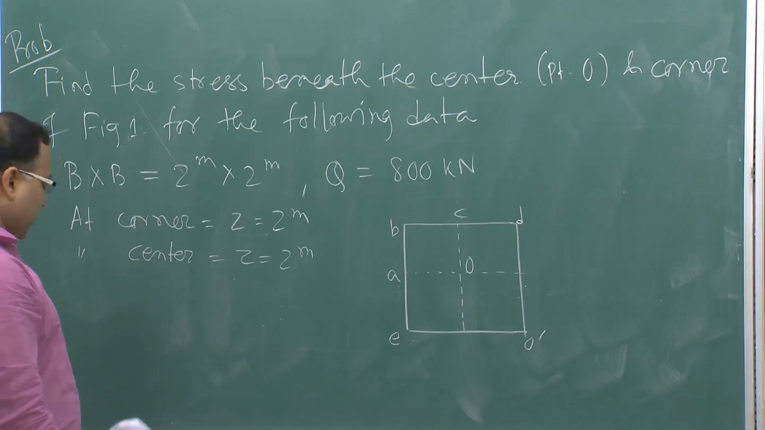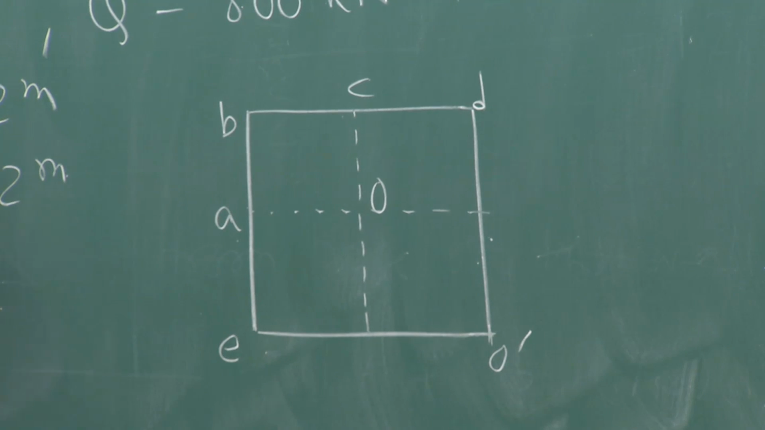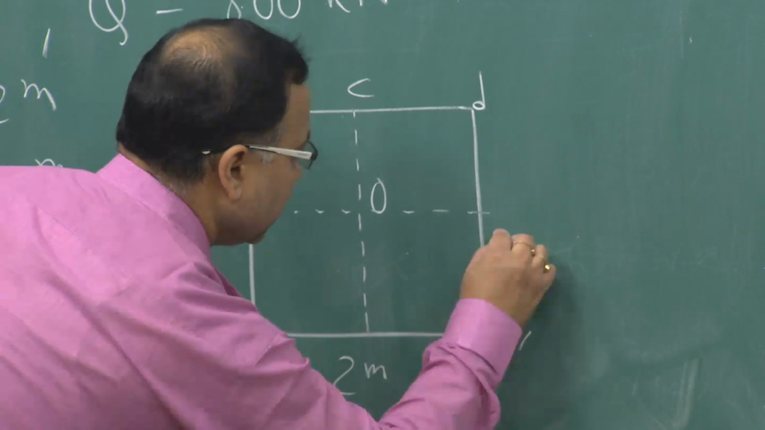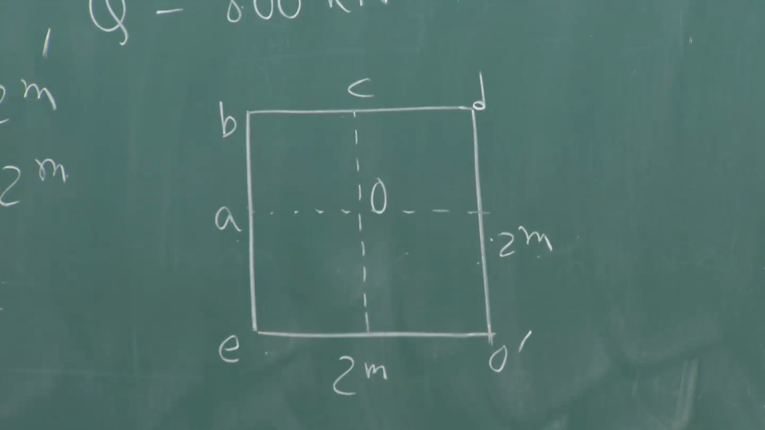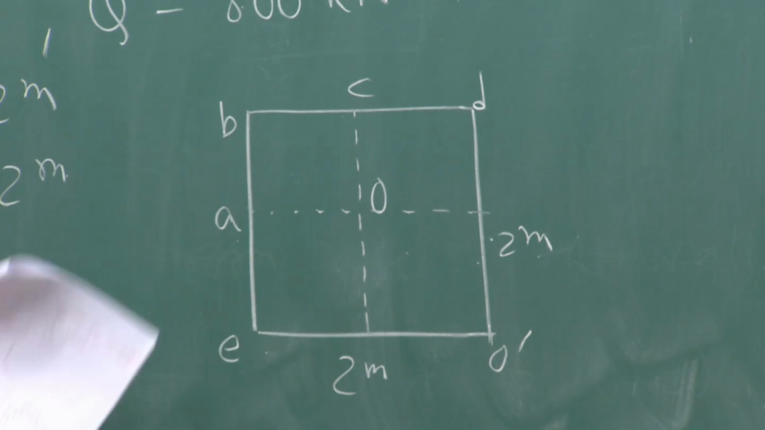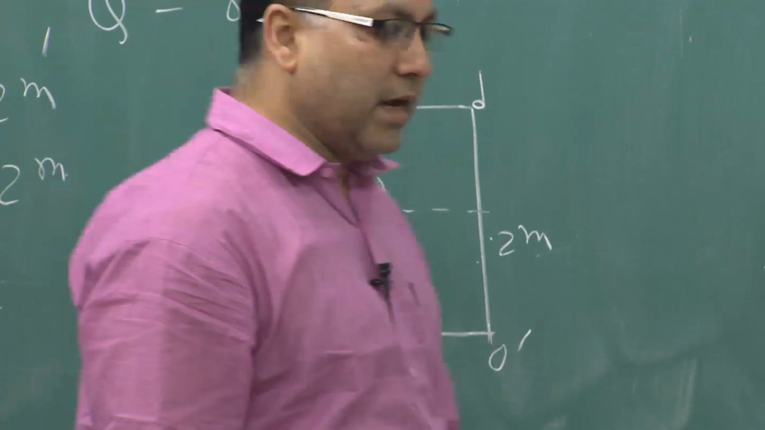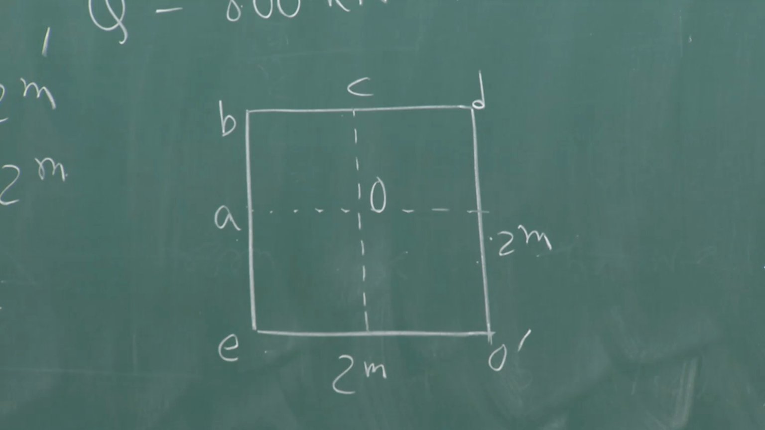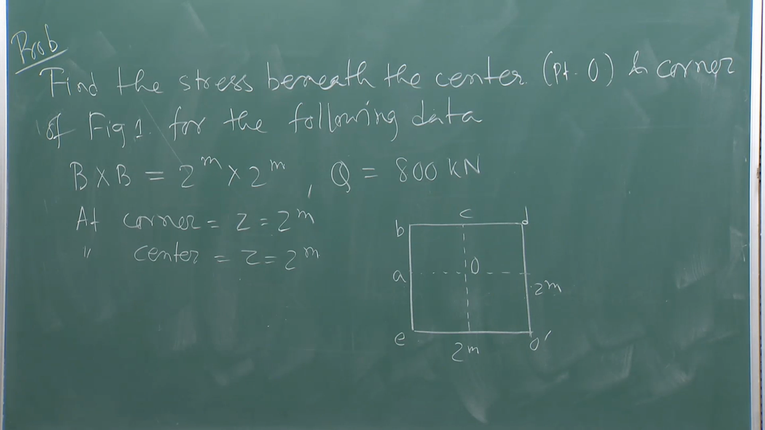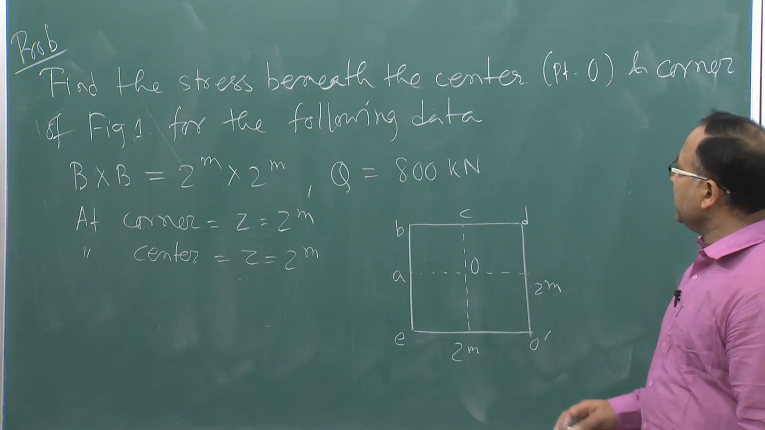Okay. So, this is the area. Now, this area is 2 meter by 2 meter. On this square area, your total load is acting as 800 kilonewton, that is the concentrated load, say, force. Now, you need to find out the stress beneath the center.